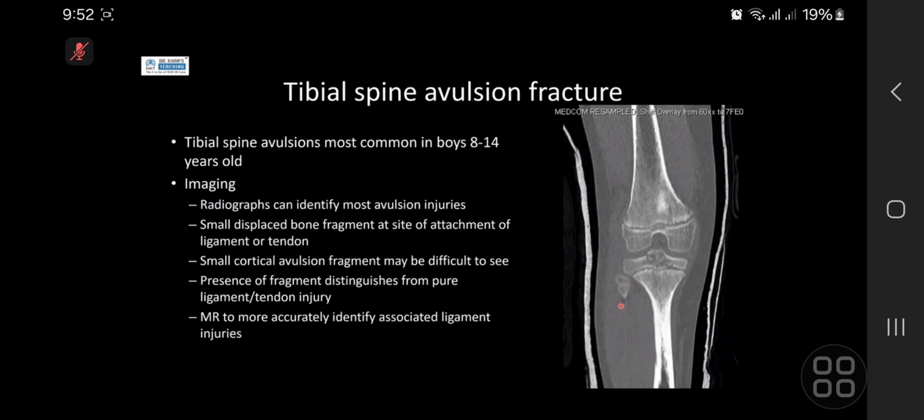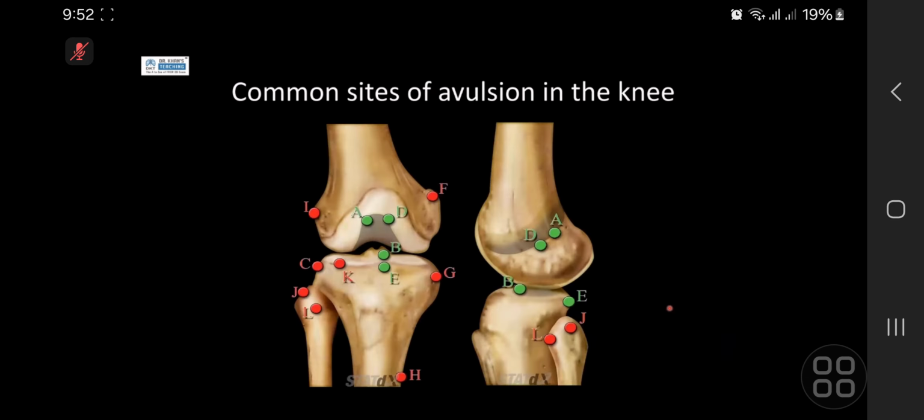from the tibial tuberosity and then extending through the physis as well. So many different types of avulsion fractures. So just a graph, or rather a pictorial representation of common sites. There is some overlap with adults as well.